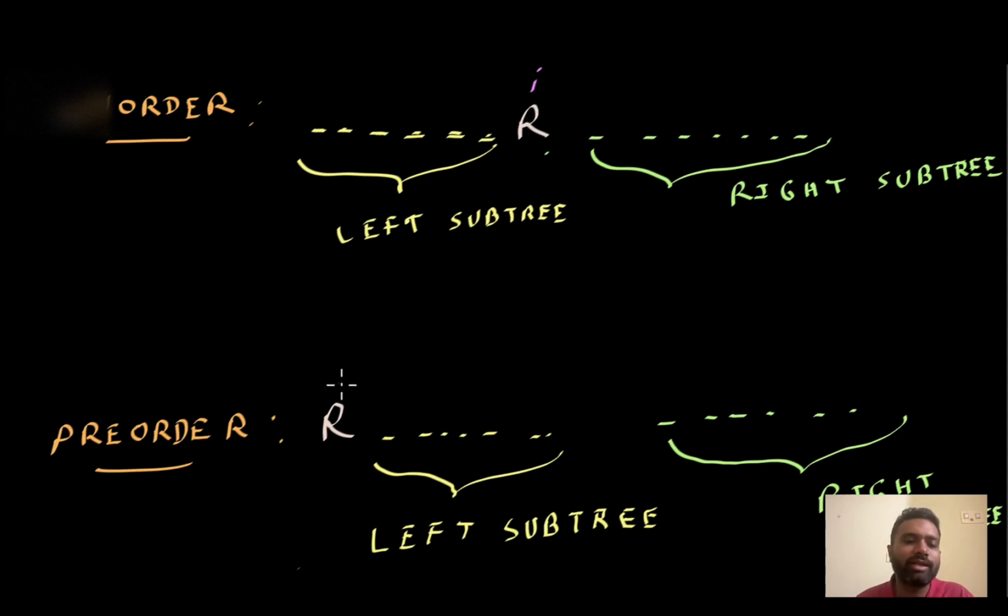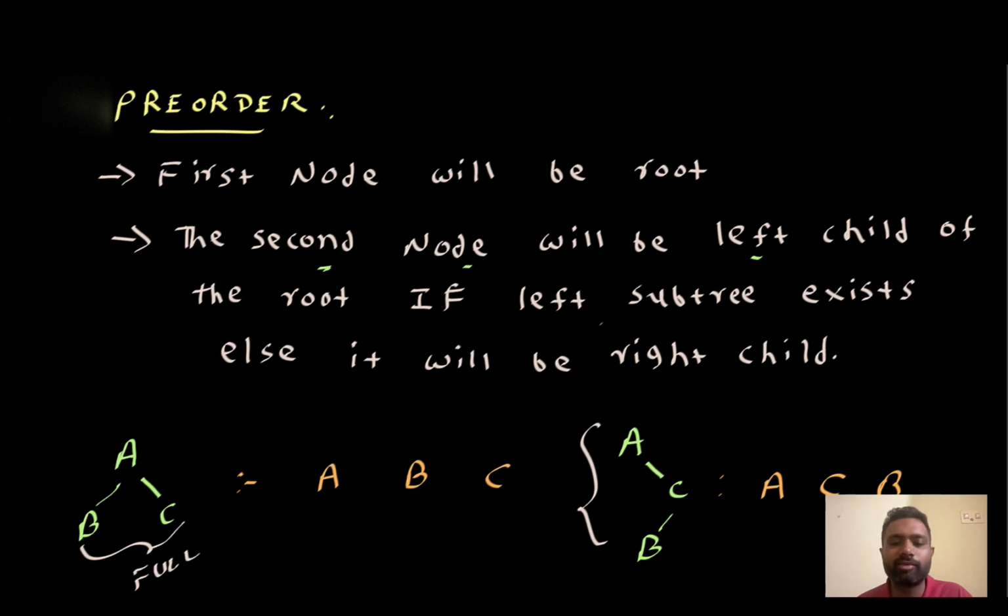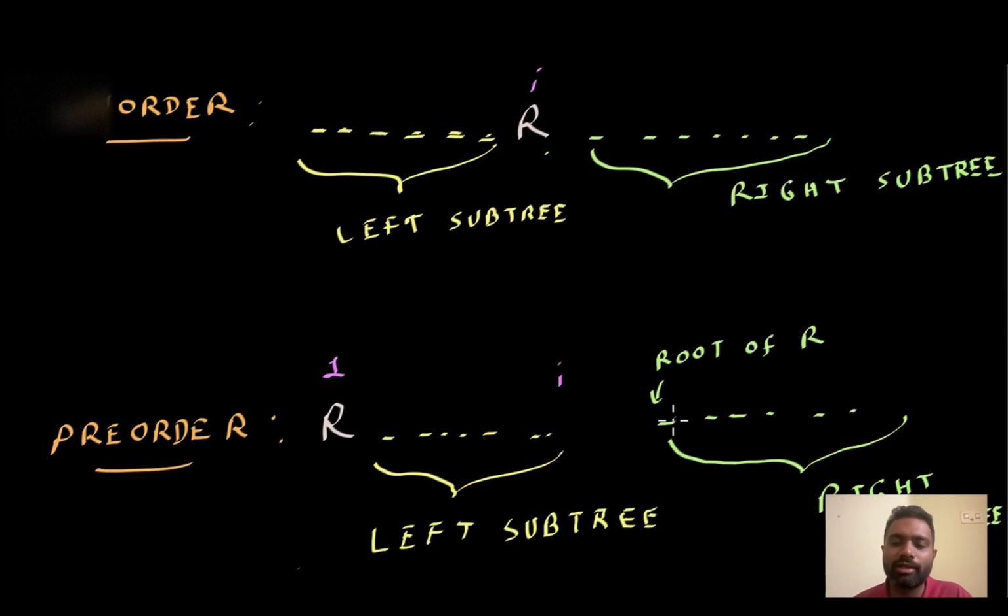Similarly, if I consider 1 to i nodes in a preorder, then it will be only from the root and the left subtree itself. So the remaining nodes in the preorder will be in the right subtree, and the first of them will be the root of the right subtree, because if you observe the property of preorder, the first node will always be the root. So in the preorder traversal of a right subtree, the first node will be the root of the right subtree.